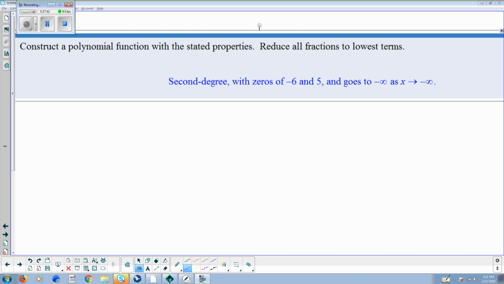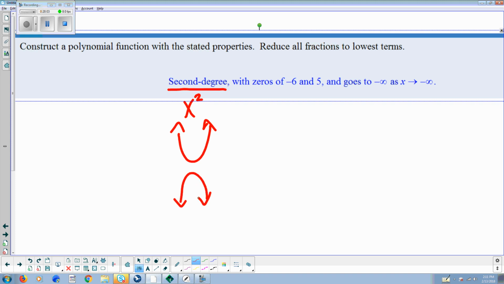The last thing we need to learn in this lesson is how to construct a polynomial function. So, this is telling me that my polynomial function is second degree. That means x squared. But do you know what else x squared tells me? The ends either point up or the ends point down.